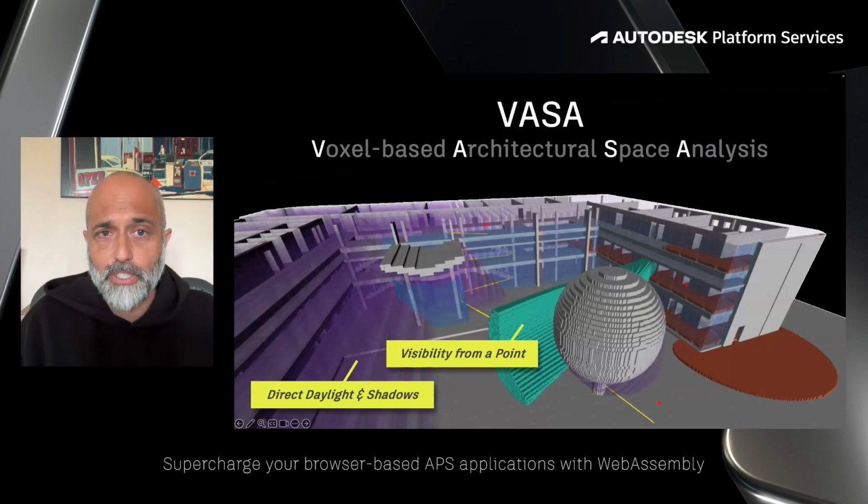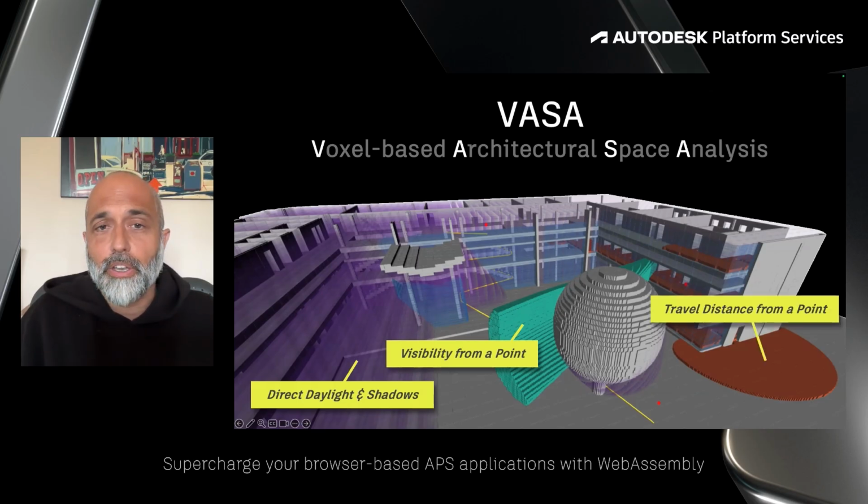You can do visibility from a point. So there's a point inside the building, and we're effectively calculating the visibility outwards from there. Each of these things is calculated as its own voxel model. We can do travel distance from a point, and this is doing kind of a flood fill outwards from a point inside the building. And you can see the point itself just there, but we have a certain distance of travel from that point. And the rust colored area are all the points that are accessible from that at a certain distance.